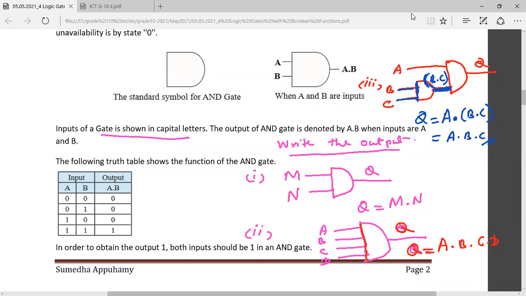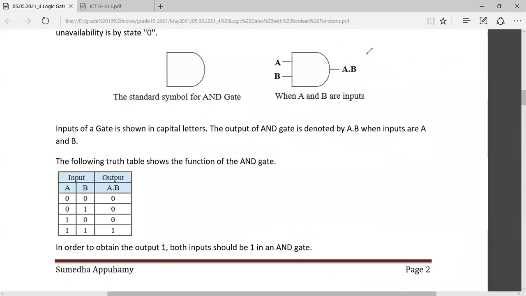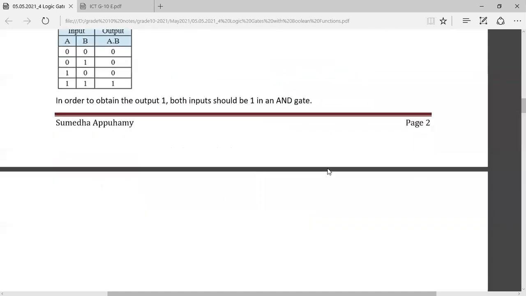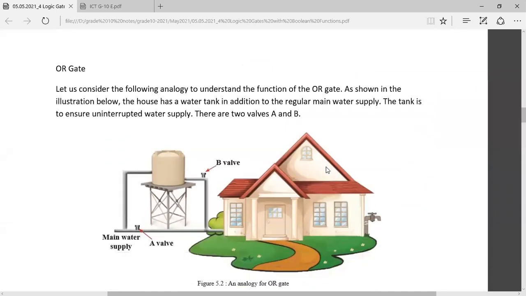So we have discussed the AND gate. I'm going to erase this now and clear all the drawings. Now we are moving to the O gate. When we talked about the AND gate, what happens?